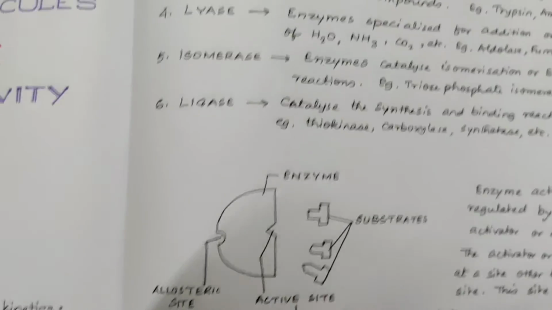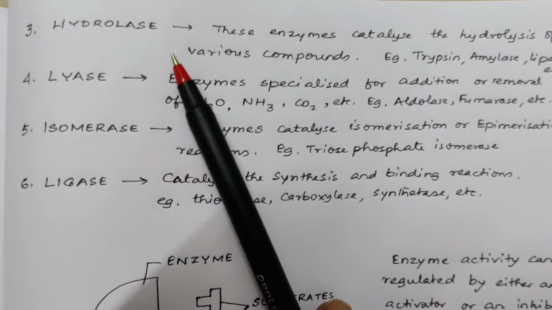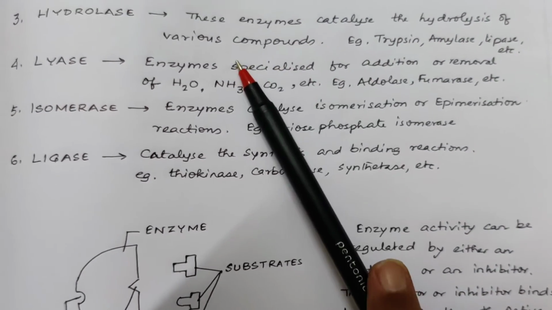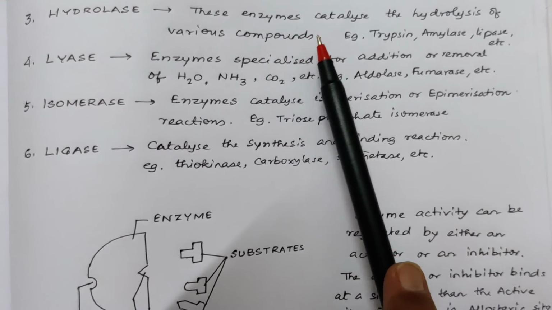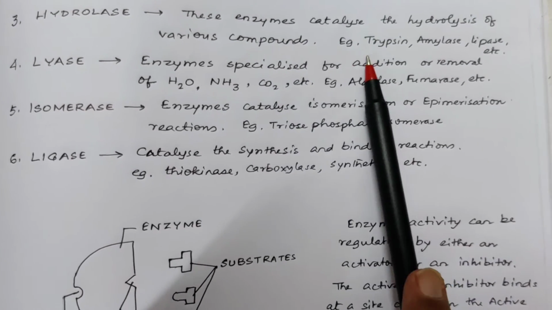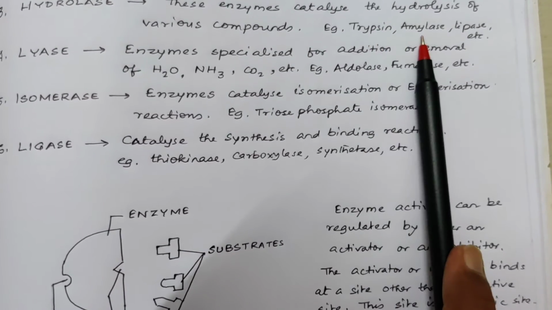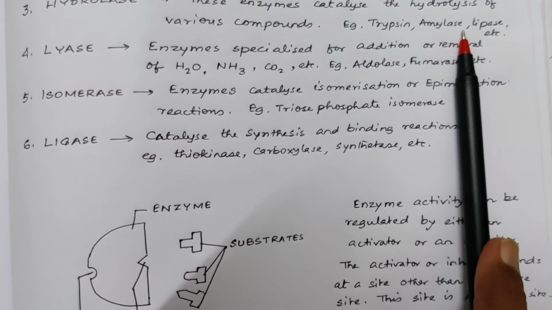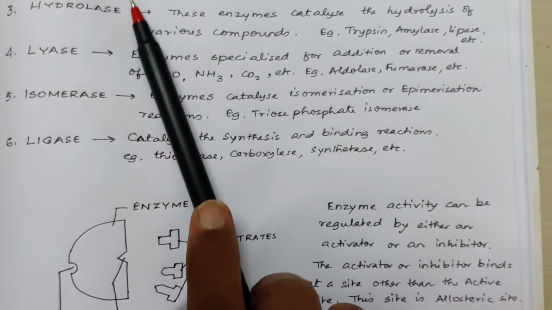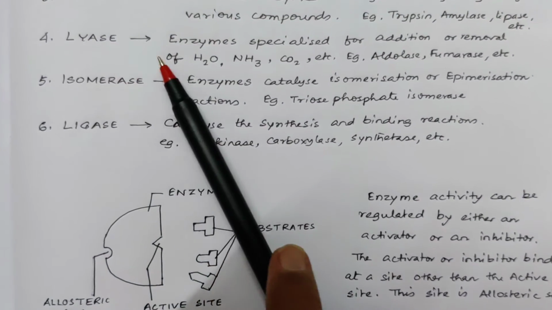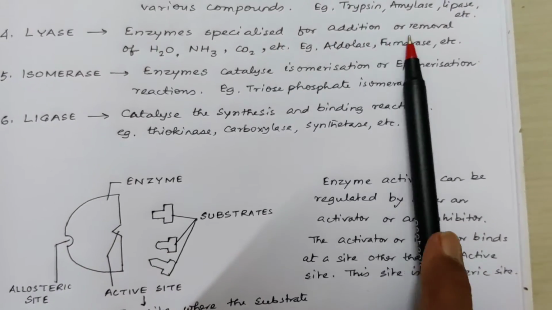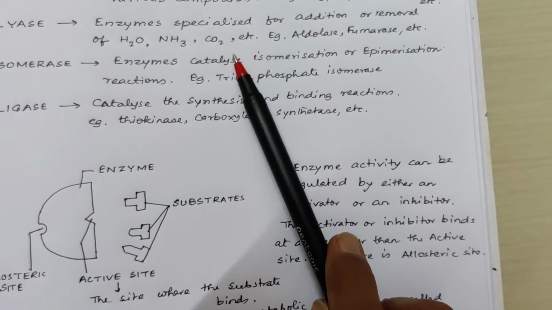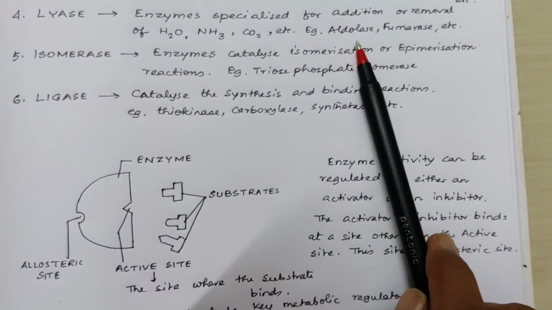Coming to the next part, that is the third one, hydrolase. These enzymes catalyze the hydrolysis of various compounds. They are the digestive enzymes which we have in our digestive system. Examples: trypsin, pepsin, amylase, lipase, carboxylase, carboxypeptidase, all of them are hydrolases. Next is lyase. Lyases are the enzymes specialized for addition or removal of water or ammonia or carbon dioxide, etc. from the substrate. For example, aldolase, fumarase, etc.